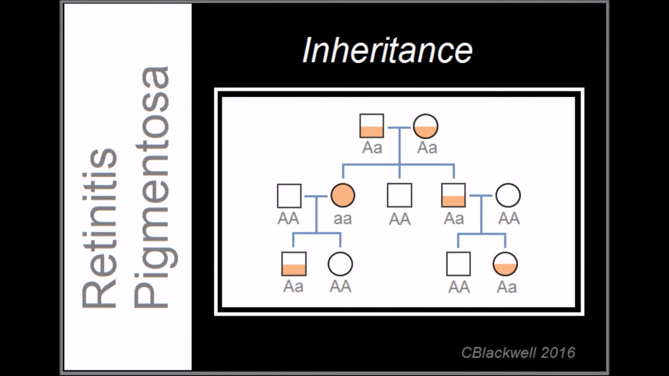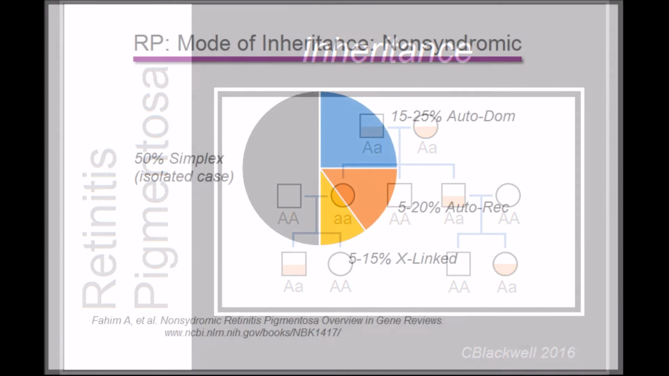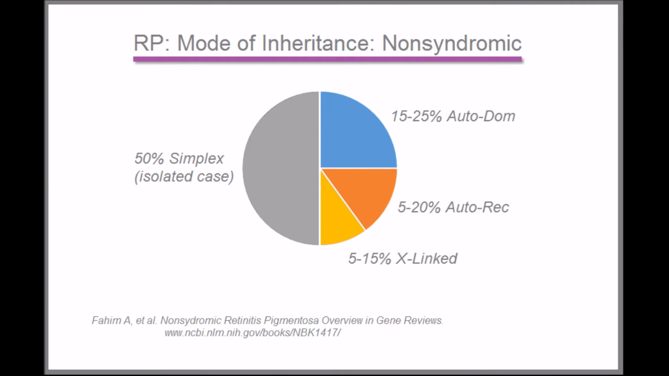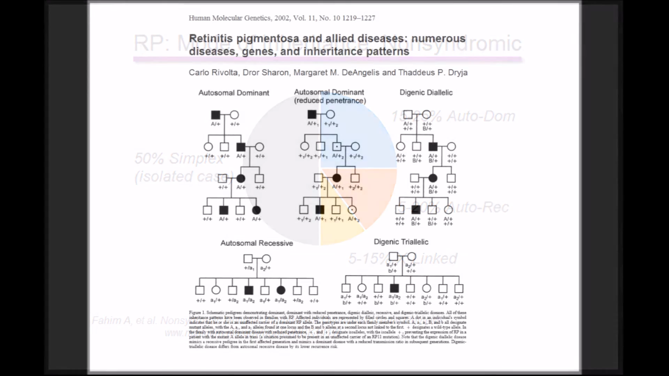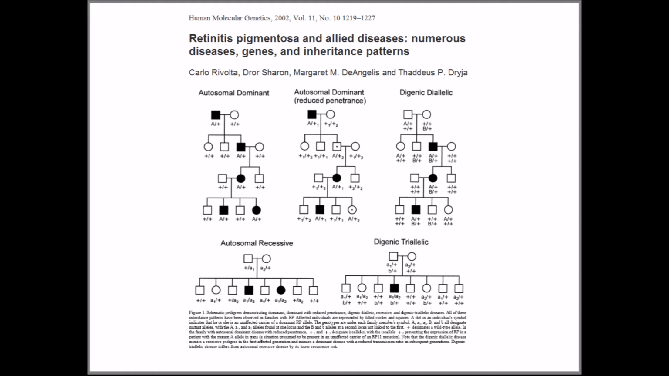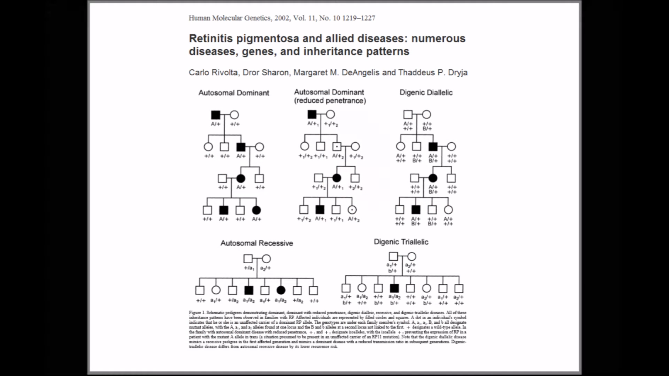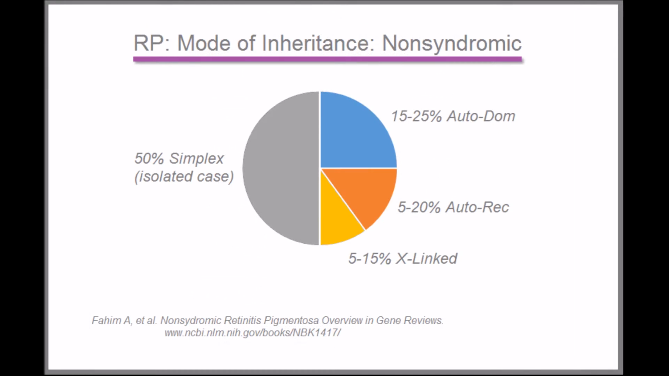There are several ways of looking at RP. Mode of inheritance is one. In about half of cases, a specific mode of inheritance can be identified: dominant, recessive, or X-linked. There are additional rare modes, mitochondrial and digenic, we will not cover here. Notice that in about half of cases the mode of inheritance cannot be identified.